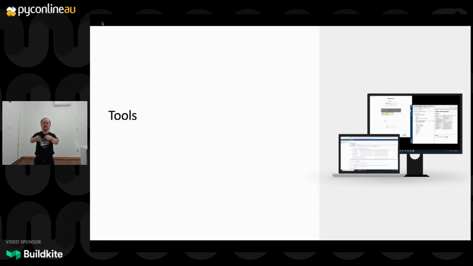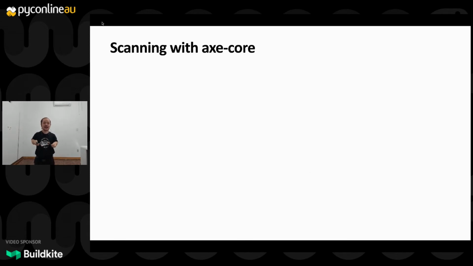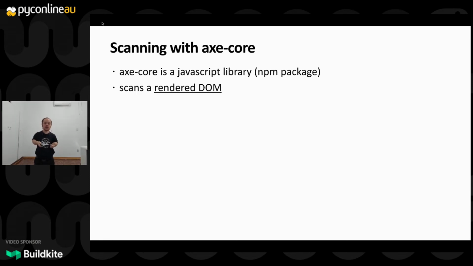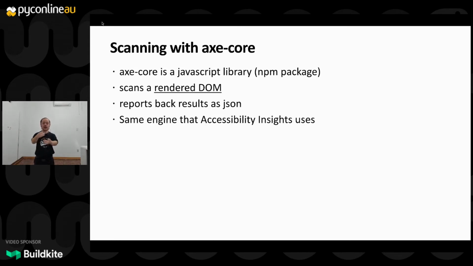How do you do that? And this is really the important part of this, and I'm going to enable you via the tool sets. So the first one is Xcore by DQ Labs. Xcore is a JavaScript library, but it can be wrapped in every language, including Python. And it's an NPM package. It scans a rendered DOM or an app and reports back as JSON, the same engine that we at Microsoft use in our Accessibility Insights. So Accessibility Insights, if you don't know that, it's the main tool that we use to check Microsoft Office, Microsoft Windows, all of the tools that you see, all of the forward-facing sites, we're mandated to make sure that we do them. We use Xcore.